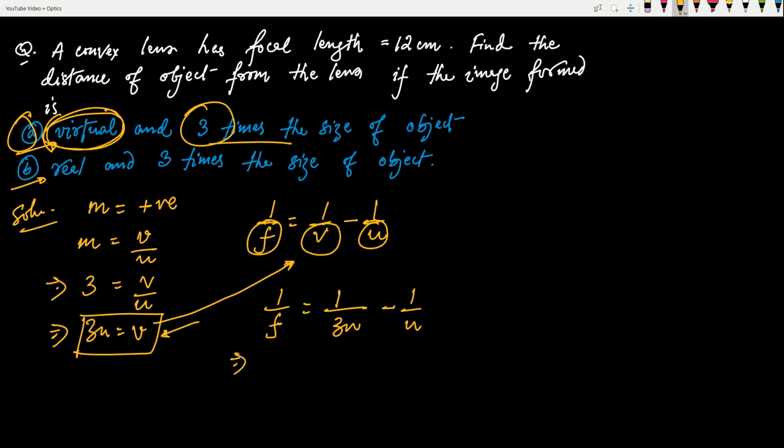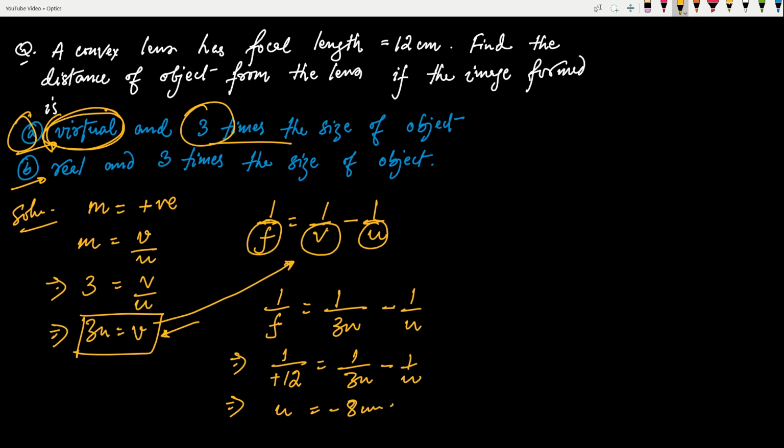Now f is given to be 12 centimeter, but this is a convex lens. We know the focal length for a convex lens is always positive, so 1 by plus 12 is equal to 1 by 3u minus 1 by u. Now if you solve this, you're going to get u is equal to minus 8 centimeter.